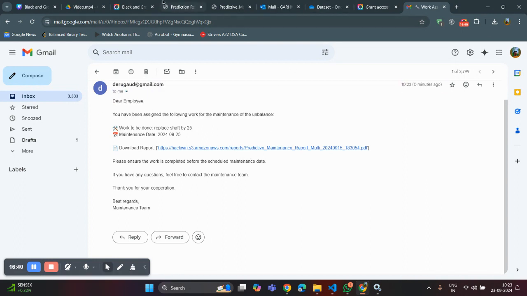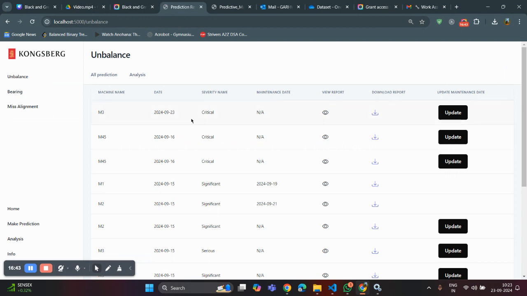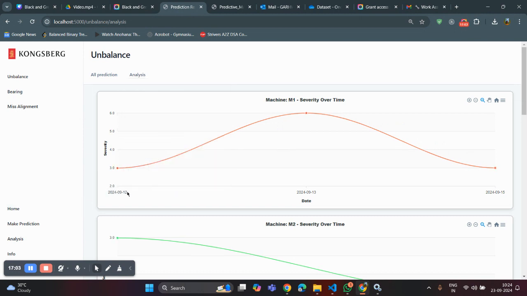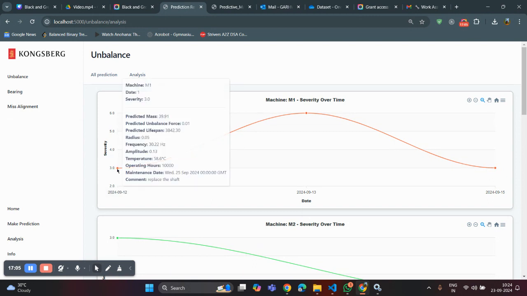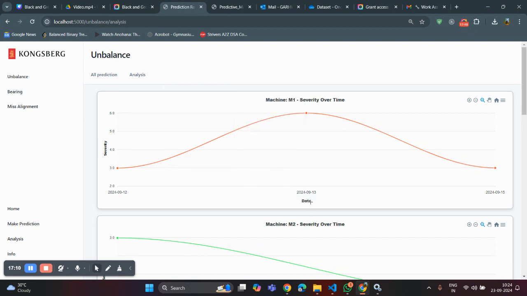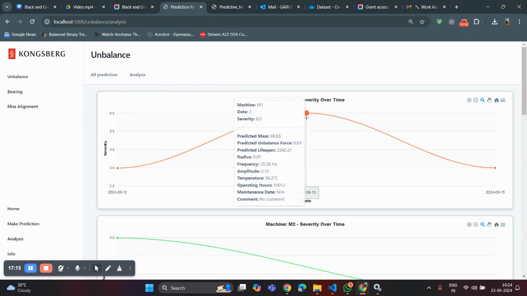Now, also, suppose I have assigned some work to some employees and they have done the maintenance. Now I have to analyze how after every maintenance my machine is improving its performance. So the data visualization will be done through the analysis step. See, on 9th December I had three severity in my system, and it got increased on 13th November. After maintenance, it got decreased to two severity.